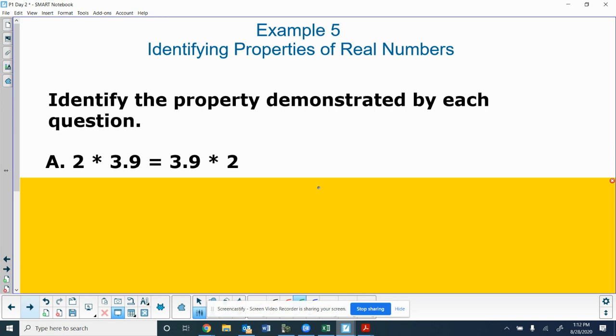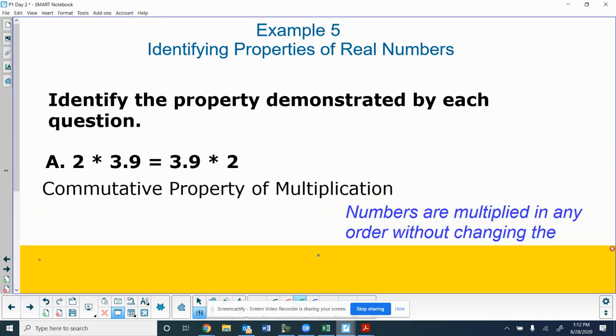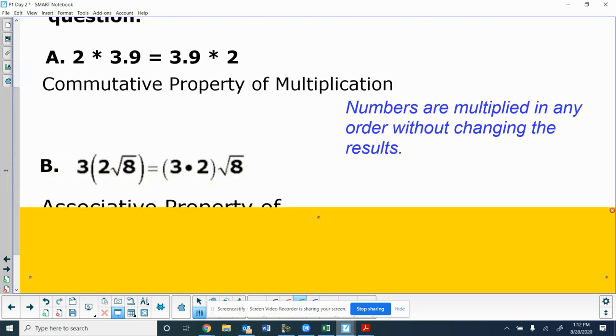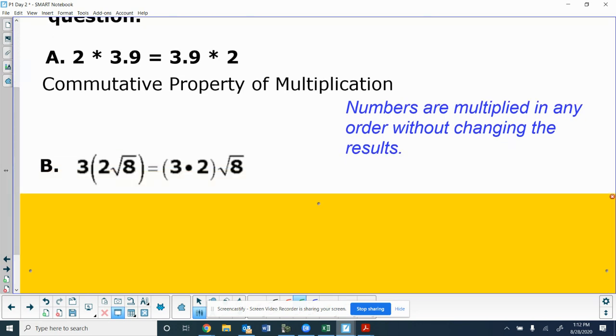The order was changed, so what property was used? Commutative, right? Of multiplication. Looking at the left side of this one and the right side, what was changed?